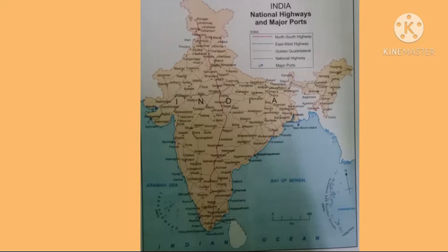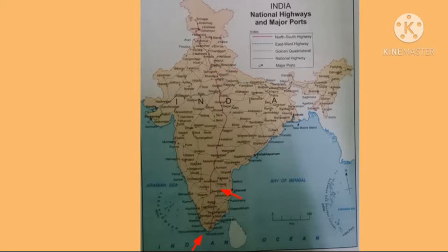Third question: name five important ports and airports in India. First, five important ports are located in Mumbai, Cochin, Chennai, Visakhapatnam, and Kolkata. Five important airports are located in Mumbai, Pune, Delhi, Bengaluru, and Thiruvananthapuram.